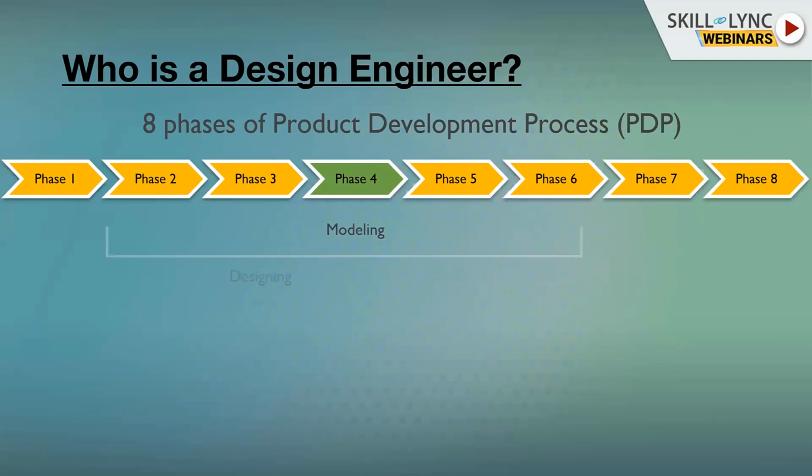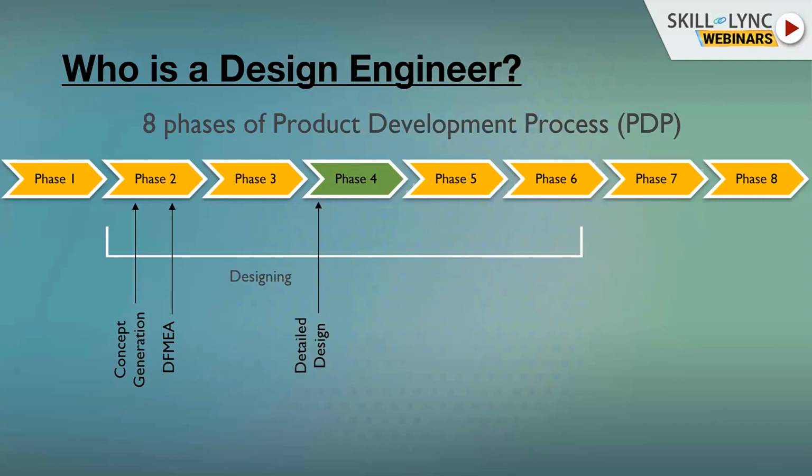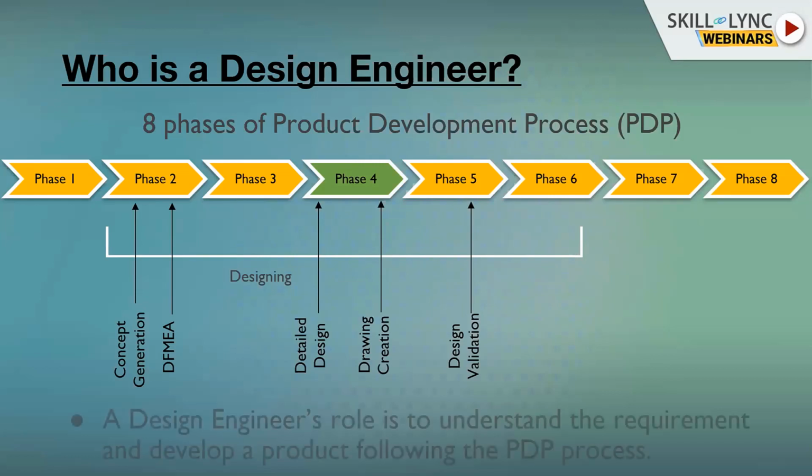But a design engineer's role is from phase 2 to phase 6, where a design engineer has to perform many tasks. A few of the important ones are concept generation, DFMEA, detail designing, drawing creation, design validation, etc. These are very few tasks that I have listed here, but a design engineer's role is way more than whatever I have shown here. So how do we define a design engineer? A design engineer's role is to understand the requirement and develop a product following the PDP process.